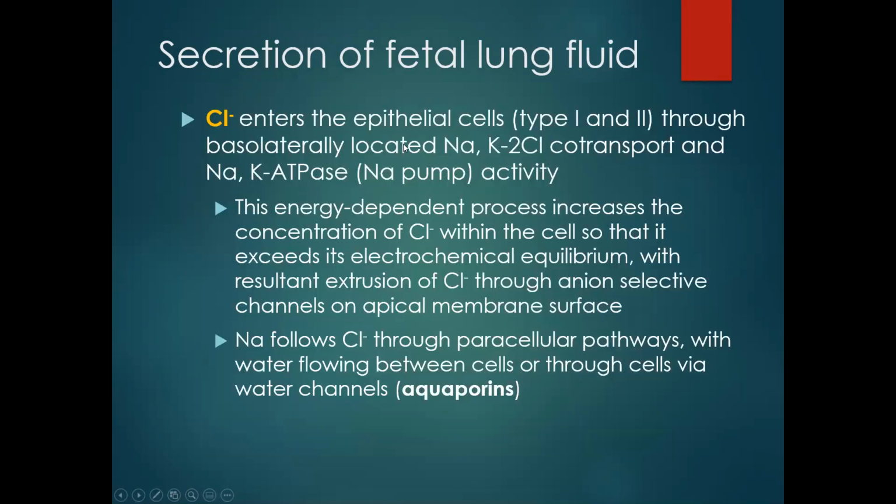So the chloride enters the epithelial cells, both type 1 and type 2, through the basolaterally located sodium-potassium-chloride co-transport and ATPase, the sodium pump. Okay, this is an energy-dependent process which increases the concentration of chloride within the cell so that it exceeds this gradient. And then the resultant extrusion of the chloride through the anion channels in the apical membrane leads to the shift or the flow of fluid over there.